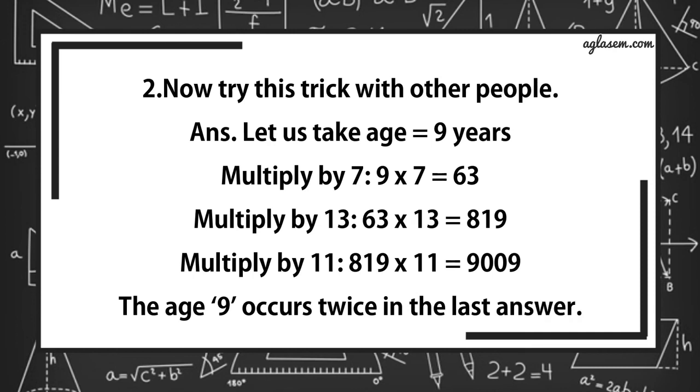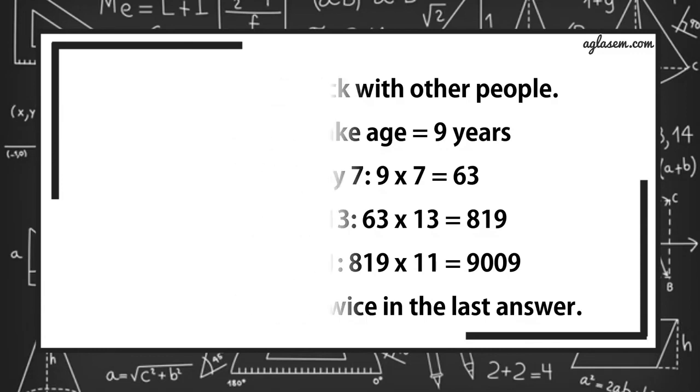That is 9 into 7, which will give you 63. Then multiply it by 13. It means 63 multiplied by 13, that will give you 819. Further, multiply it by 11. It means 819 multiplied by 11, that will give you 9009. It means the digit 9 occurs twice in the last answer.